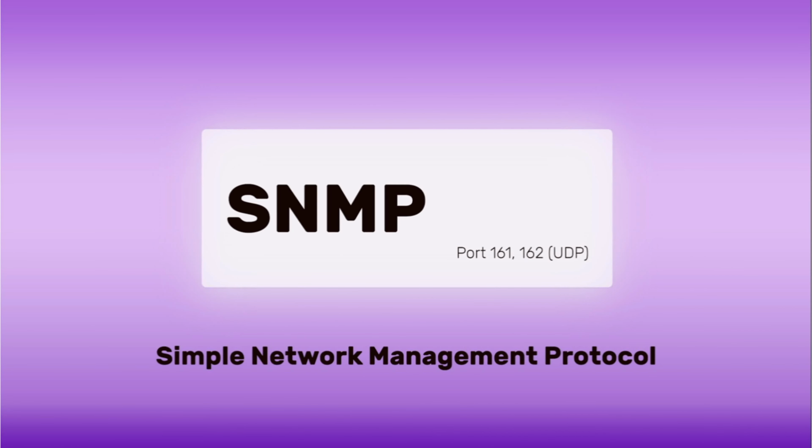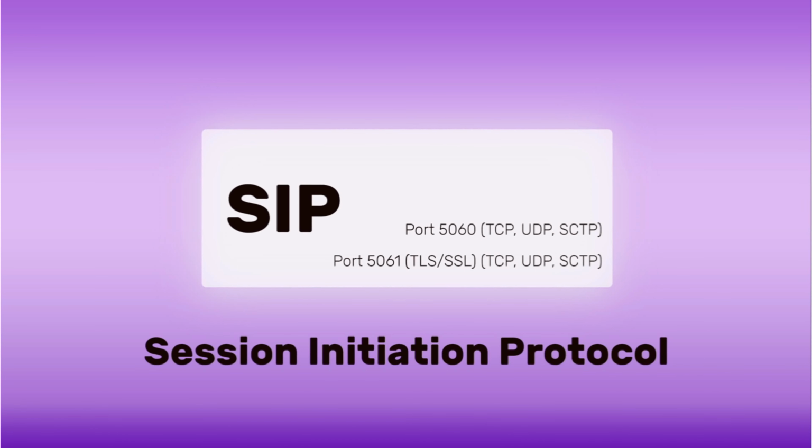So the next protocol here we have SIP, which stands for Session Initiation Protocol, and it uses port 5060 with TCP, UDP, and SCTP, and also it uses port 5061 over TLS and SSL with TCP, UDP, and SCTP. This protocol is a signaling protocol which is used for voice over IP. And this protocol also operates on the application layer of the OSI model.